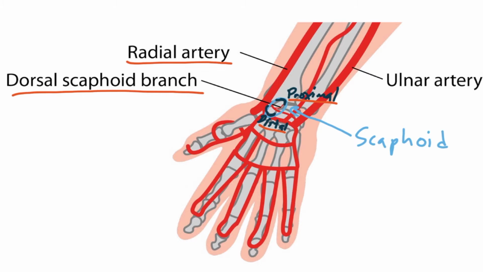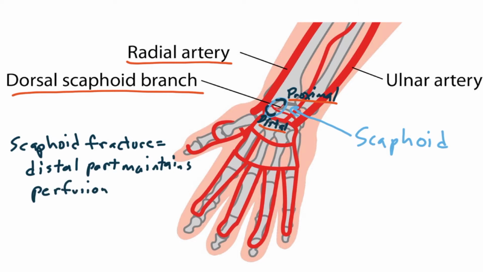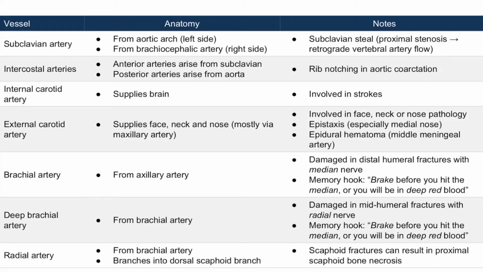If you fracture the scaphoid bone, the distal part will maintain adequate perfusion. However, the proximal part back here is at great risk of not maintaining adequate perfusion and is vulnerable to necrosis. Going back to our table, with regards to the radial artery, recognize that it branches from the brachial artery and then it branches into the dorsal scaphoid branch. And the clinical relevance is that scaphoid fractures can result in proximal scaphoid bone necrosis. Now let's do another question to apply what you've learned so far.